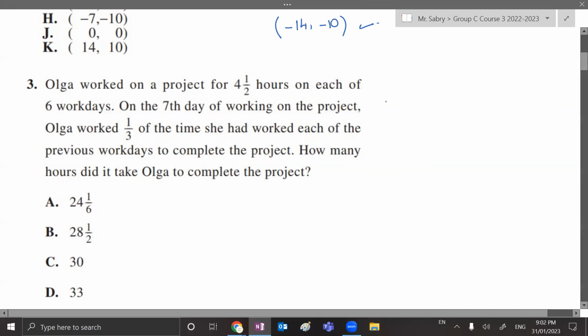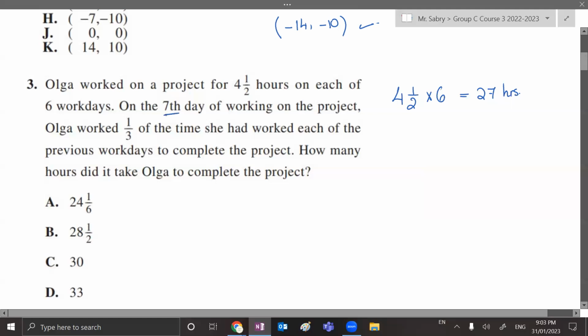So apparently عندي 6 days، هي قعدت 4.5 for 6 days. So 4.5 times 6 هيقول لي هي قعدت قد ايه في ال 6 days, overall number of hours. 4 times 6 is 24, plus 3, so 27 hours total. This is for the first 6 days.